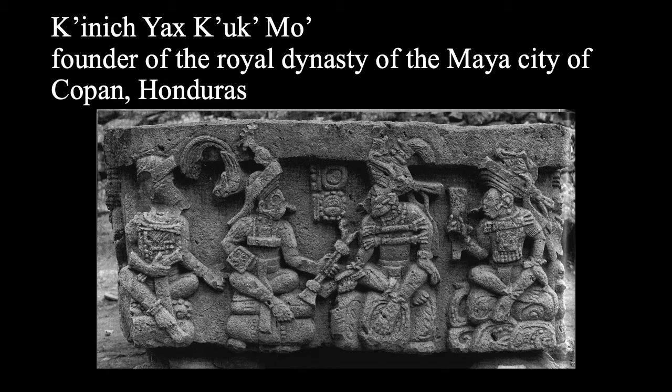Here I want to give you an example of a single individual, a life history approach, if you will, looking at this bioarchaeologically. The individual we're going to talk about is Kinich, the founder of the royal dynasty of the Maya city of Copan, Honduras. And I want to draw your attention to this particular feature right here. It's his right arm, and there's this shield that's strapped to his right forearm.